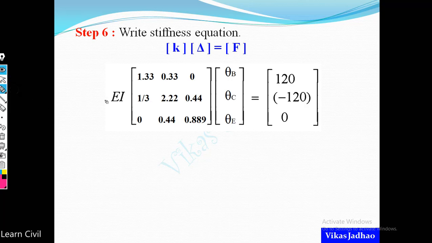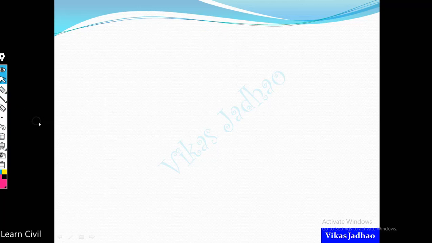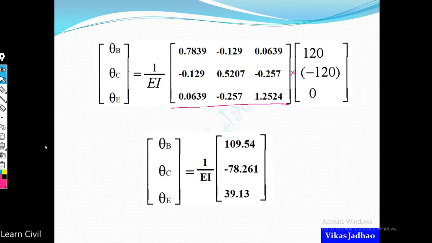Now if we take this matrix to the right hand side, it will become an inverse. So the next equation will be like this. Solve this inverse matrix, and we get the value of the inverse matrix like this. Now just multiply these two matrices, and we get the values of theta B, theta C and theta E like this.